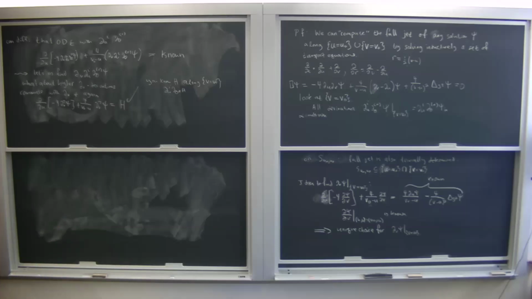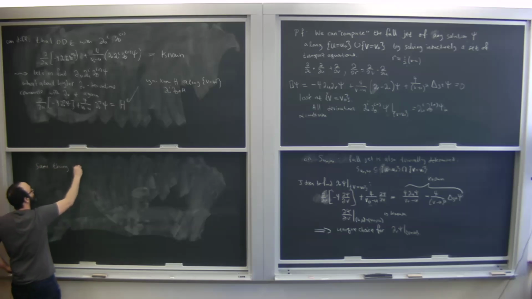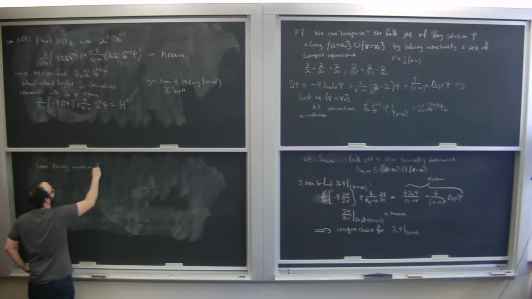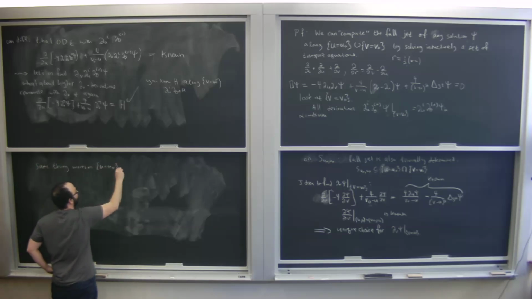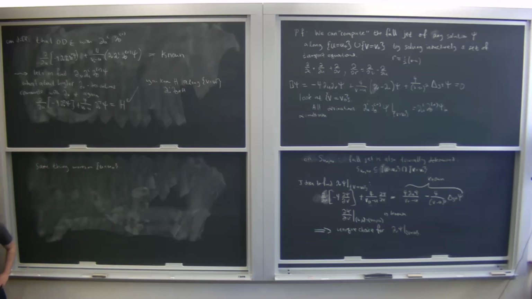Okay, check the time. 3:42. Okay, so that's okay. Then we can repeat this on the other one. So this was all on v equals v naught, but the same thing works for u equals u naught. Okay, so we have the full jet of the solution. Like I said, if we were in the analytic category, that would be enough. But we don't want to be stuck in the analytic category, and so we want to go further.